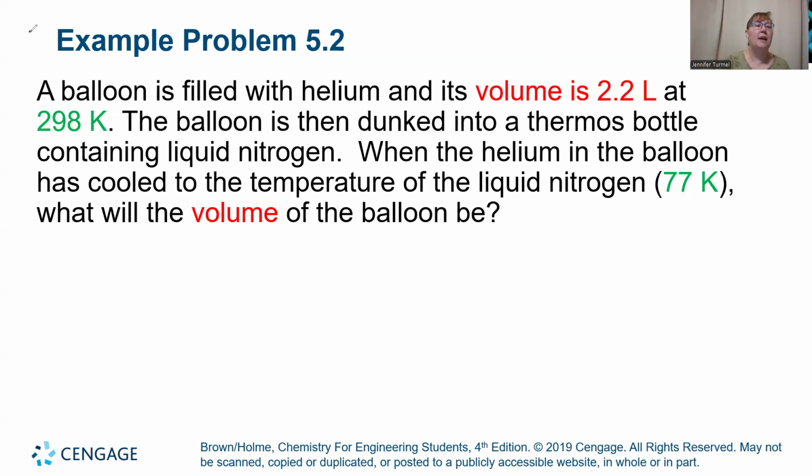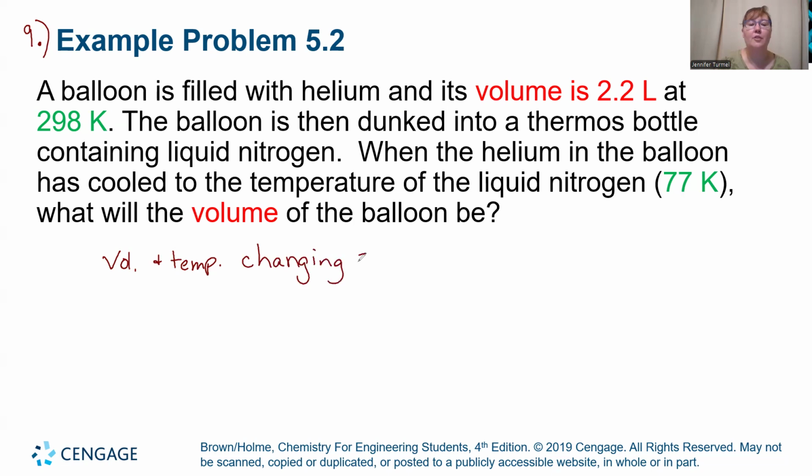So now we are up to slide 9, and we have another practice problem here. Here we have a balloon filled with helium, and its volume is 2.2 liters at a temperature of 298 kelvins. The balloon is dunked into a thermos bottle containing liquid nitrogen. When the helium in the balloon is cooled to the temperature of the liquid nitrogen at 77 kelvins, what will the volume of the balloon be? Okay, so now what we have is volume and temperature are changing.